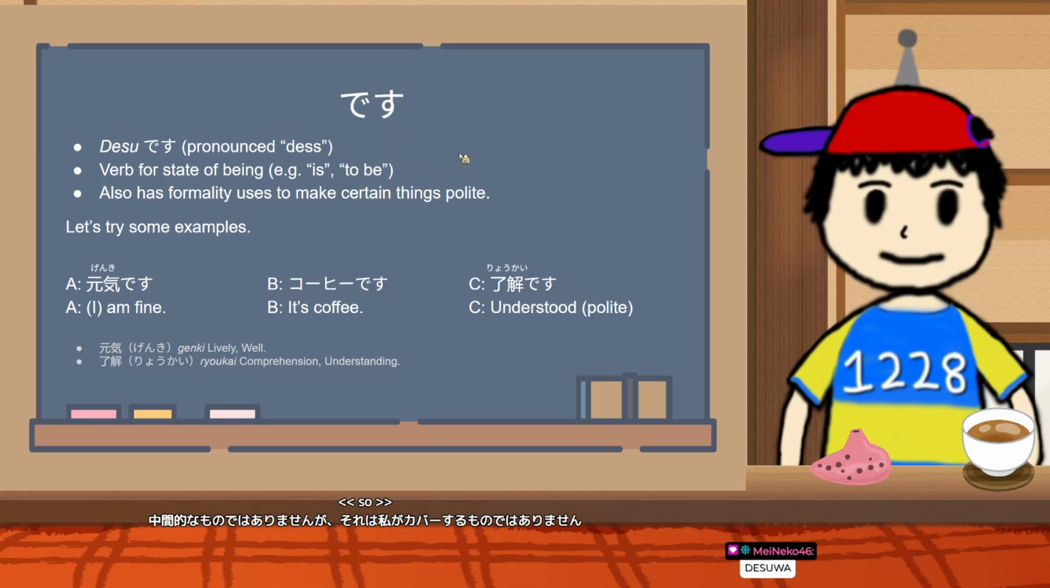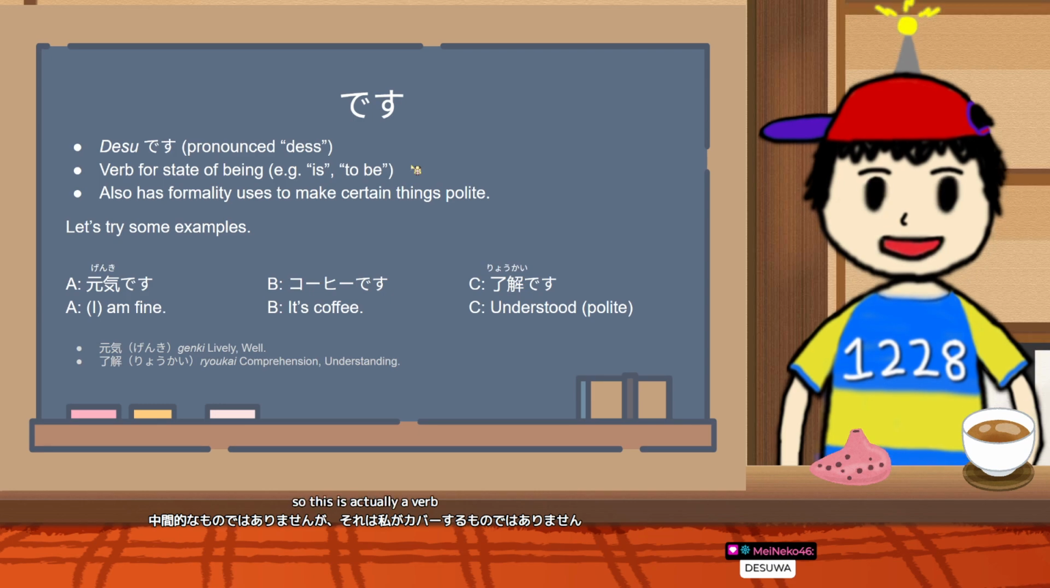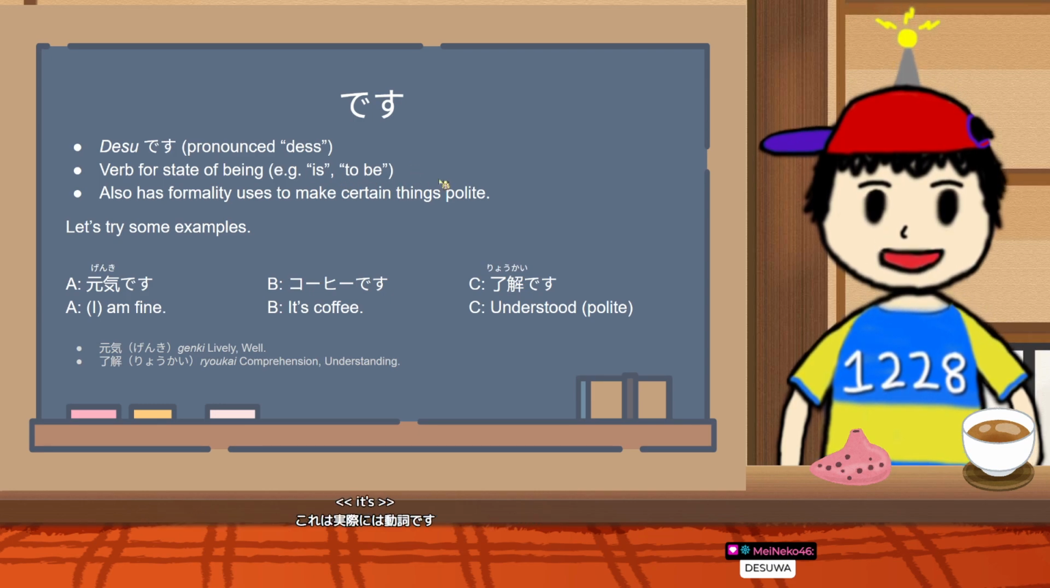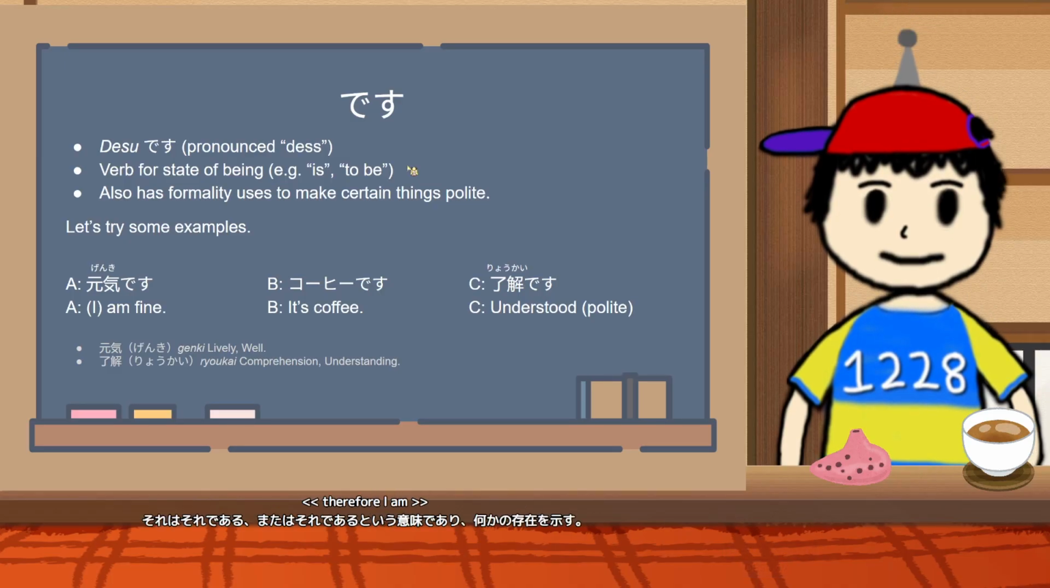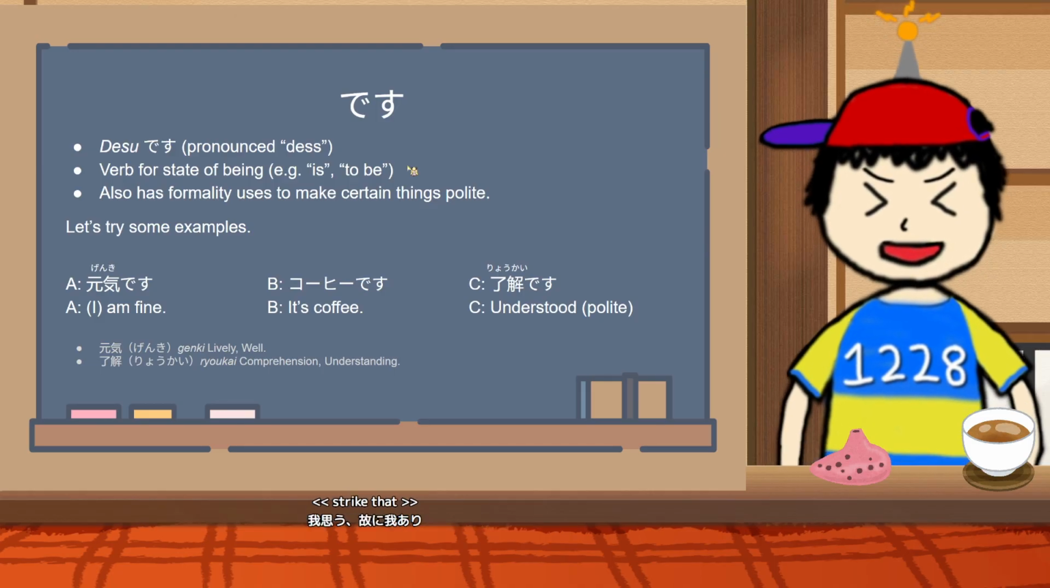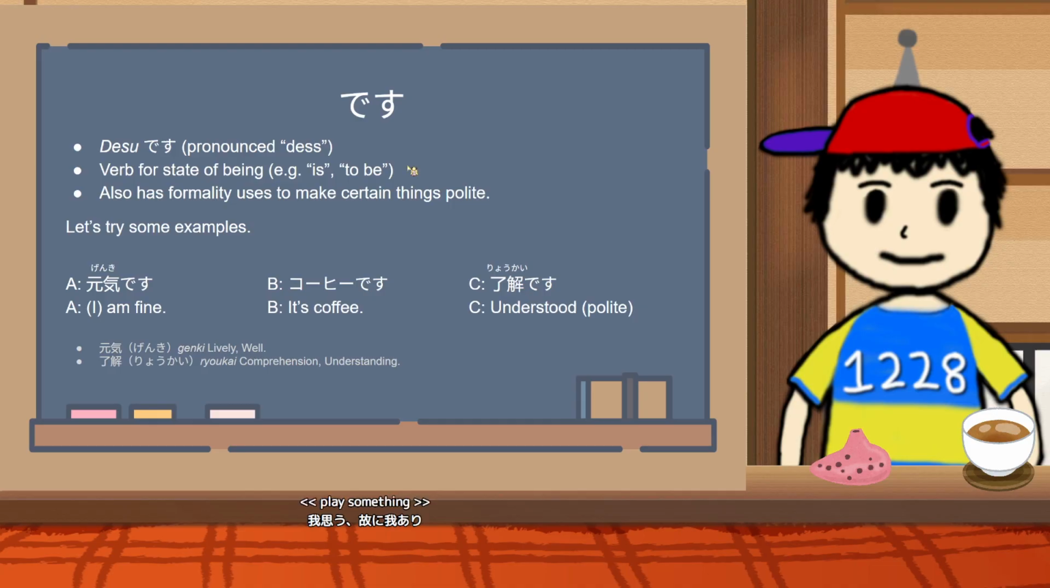So des is actually a verb. It means it's or to be. It denotes something's existence. Literally the phrase I think therefore I am actually does not use des. Never mind. Strike that from the record. That uses something else. Examples!